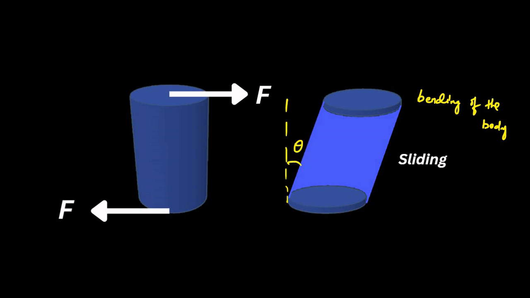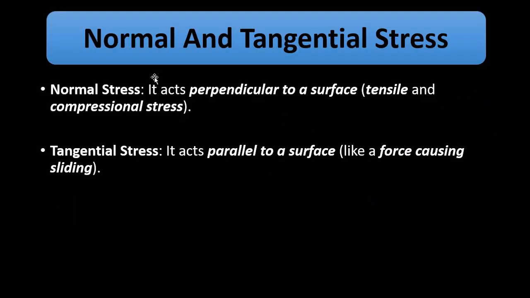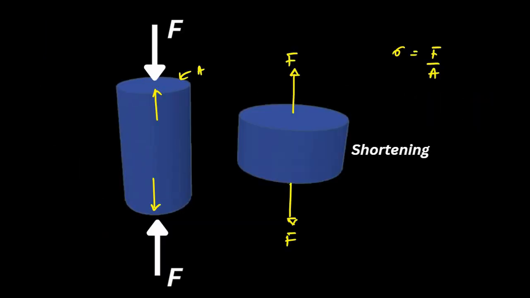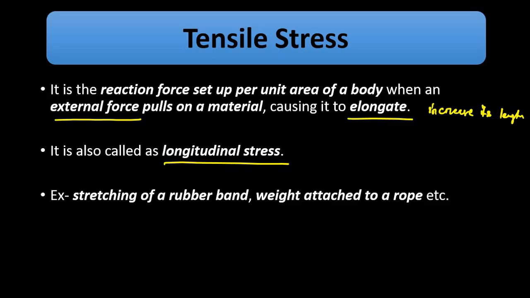Which is measured in terms of this angle theta. So that is normal and tangential stress, where normal stress acts perpendicular to a surface, which is tensile and compressional stress. Tangential stress acts parallel to a surface. So here again we can categorize stress into two broad categories, that is normal and tangential stress. Normal stress are tensile and compressional. Tangential stress is the sliding or shearing stress here.